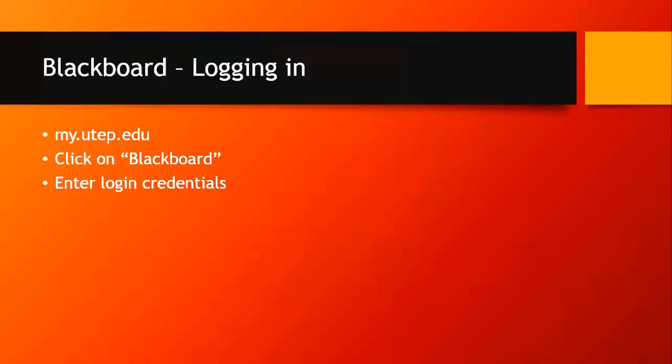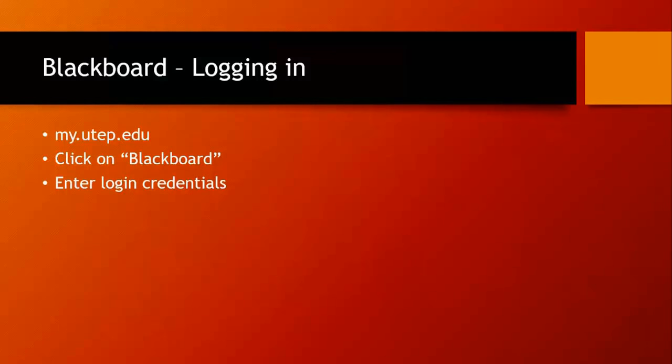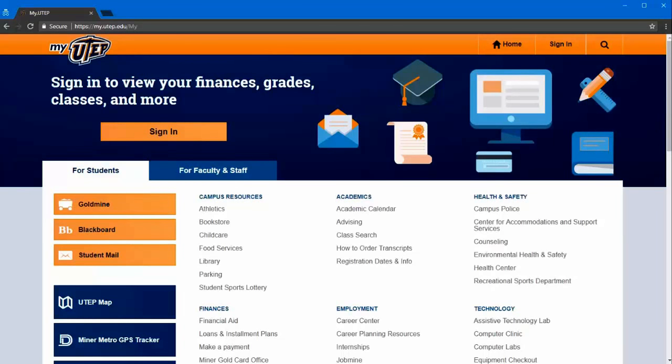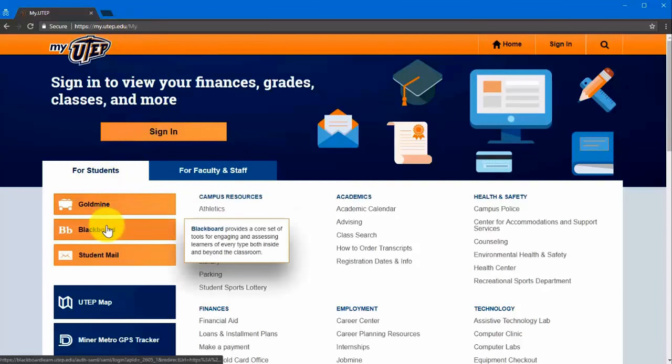So I'll show you logging in. We're going to open Google Chrome, navigate to my.utep.edu. We'll click on Blackboard and enter the username and password and click Login. If you've never been to Blackboard before, you'll need to watch carefully here. But many of you already know how to log in. So let me walk you through that. So here I am at my.utep.edu. I'm going to click on Blackboard.